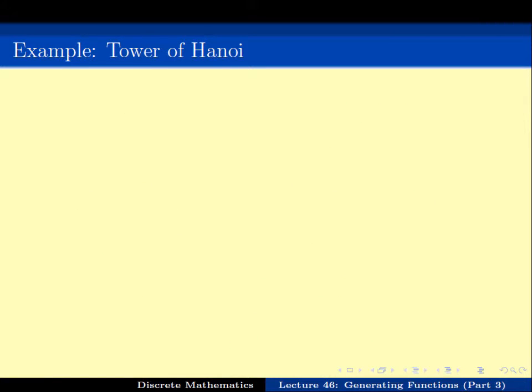Now let's look at the example of today, which is the Tower of Hanoi. This is our old friend. It says that h1 equals 1 and hn equals 2 times hn minus 1 plus 1. Remember that we did solve this particular recurrence relation in the first technique, which is unfolding the definition. But today we are going to solve it in a different style, using generating functions.